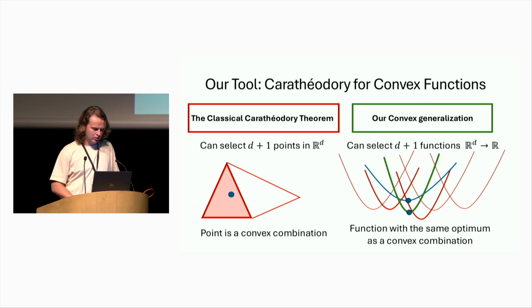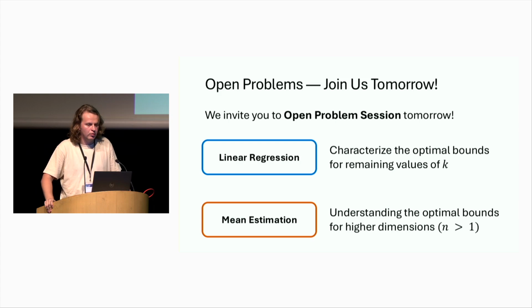Okay, and to finish this off, let me tell you a little about open problems, and once again invite you to join us tomorrow at the open session. Tomorrow I will give a talk about some open problems that we had in this setting, and one of them is about mean estimation. We don't have a complete classification for higher dimensions than n equals 1. Just to tease you, for k equals 2, there is no difference in this result between 1 dimension and 2 dimensions. But as the dimension goes to infinity, it should increase to a different value. And for linear regression, we also have some blind spots for some intermediate values of k. It is also interesting how to close this gap.